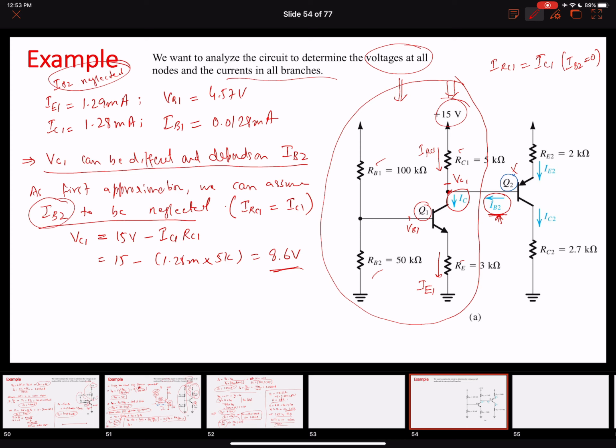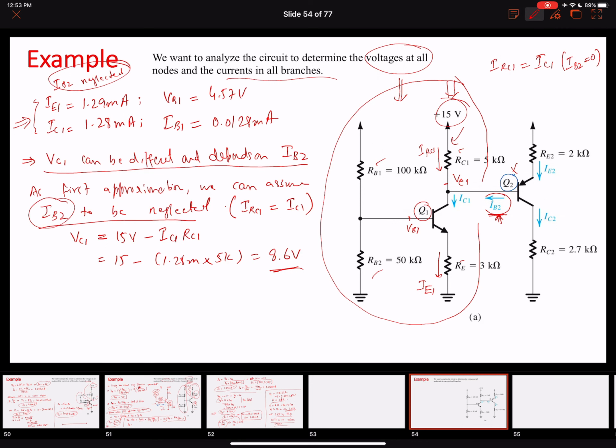If you neglect IB2, this means that the left part of the circuit, the Q1 circuit, is essentially the same as we did in the last example. I wrote down all these values because we solved the last example in the last lecture. However, if this problem is presented to you as is, then you have to solve initially the left portion of the circuit, Q1, and then do the Q2 part. As a first approximation, we neglected the current IB2. This means that our IRC1 current flowing in this branch is the same as the IC1 current flowing over here.